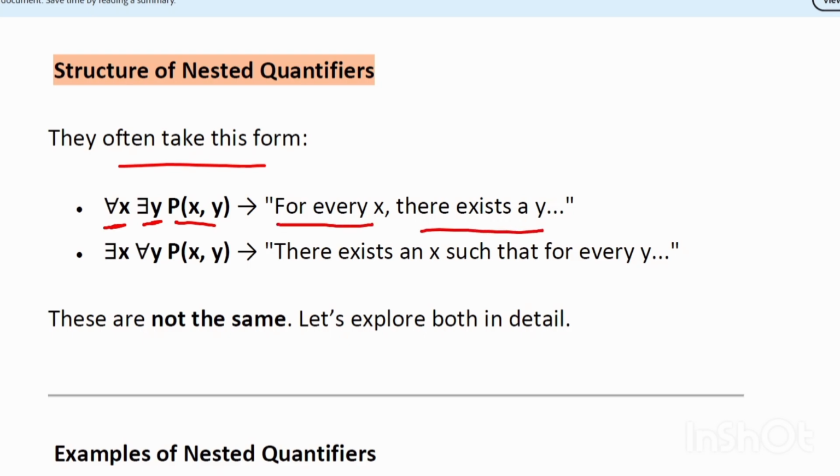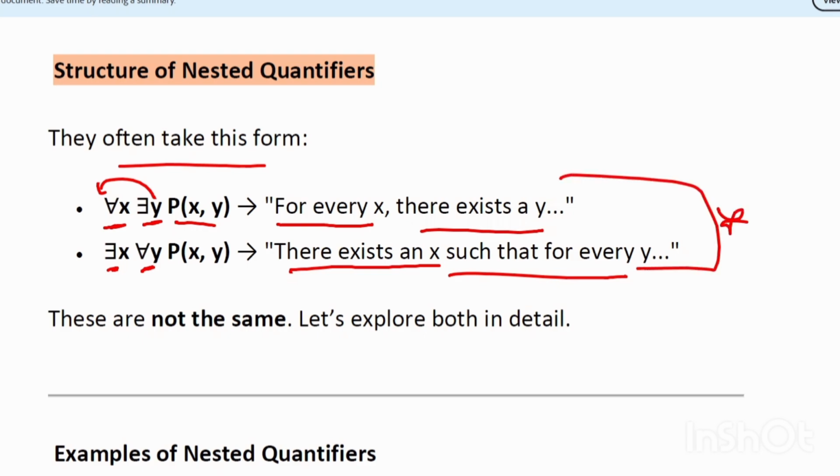Now, let's see what will happen if we use this one prior to this one. If we write "there exists" before this one, then the meaning would be: there exists an x such that for every y. So, you can see in these two sentences the meaning is totally different. That's why the order in nested quantifiers is important.